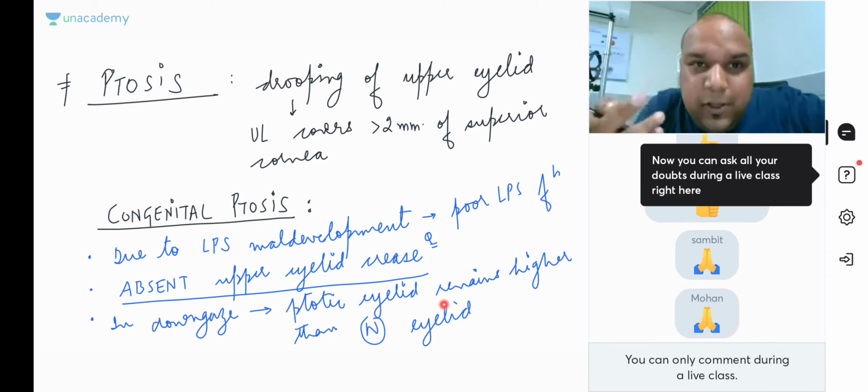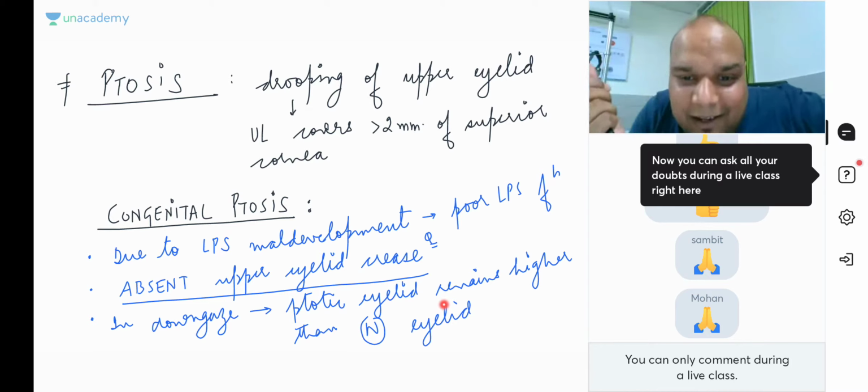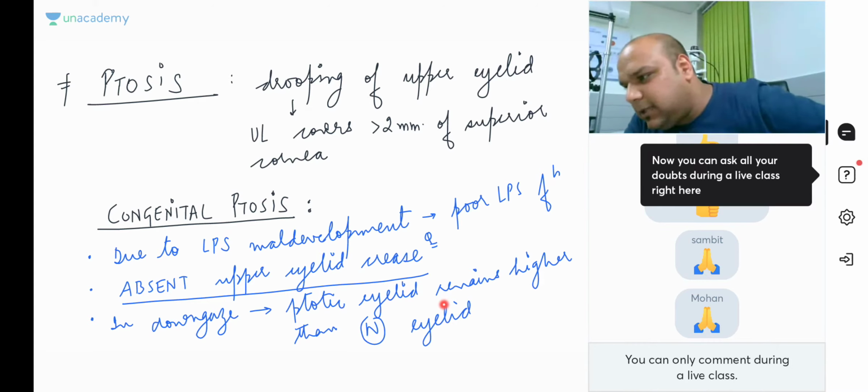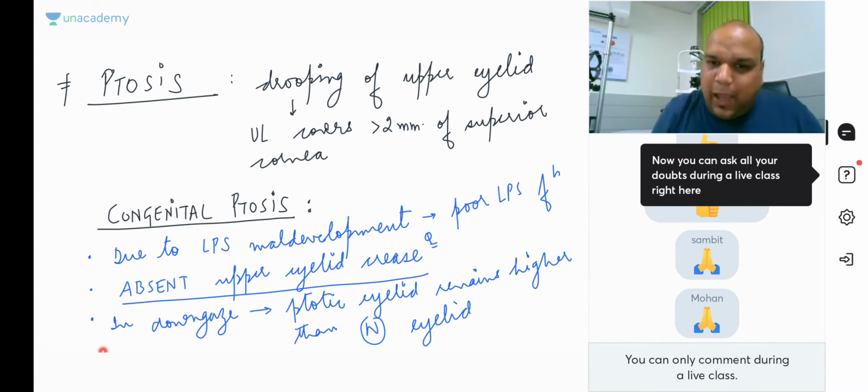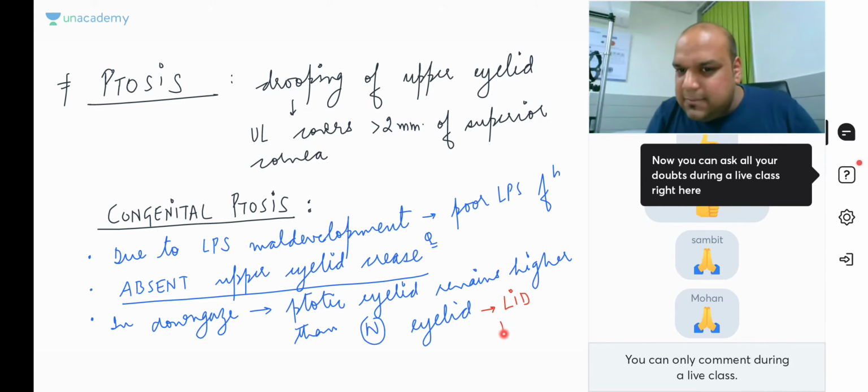So when you want it to go up, it is showing ptosis. When you want it to go down, it remains higher than the normal eyelid. Am I clear to everybody here? There should be no confusion. So if you have understood my previous class, this is basically lid lag. Can I call it lid lag?